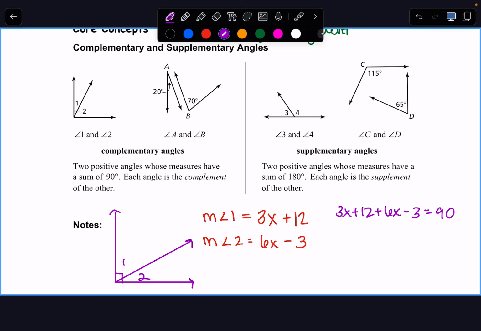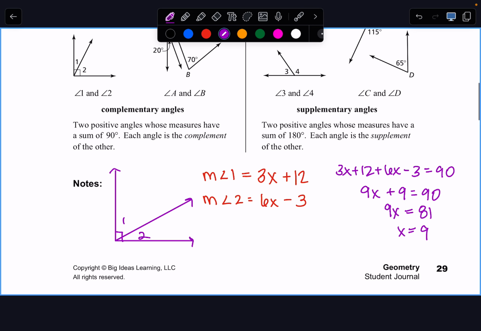So I have 9x, right? Plus 9 equals 90. Nice job, Miss Holman. I totally made this up on the spot. It actually worked out to not be a fraction. 9x equals what? 90 degrees. So x equals 9.